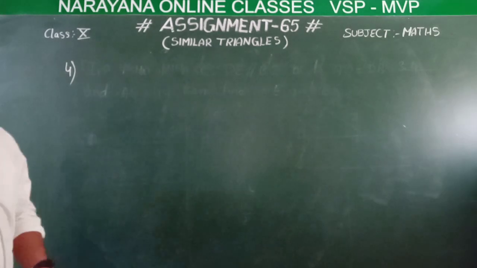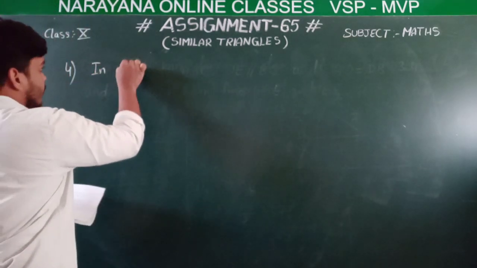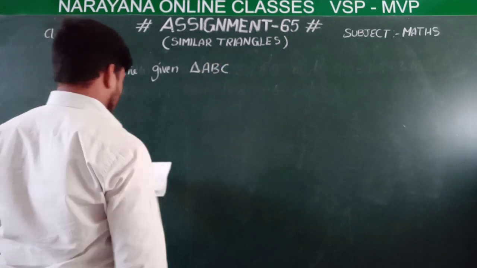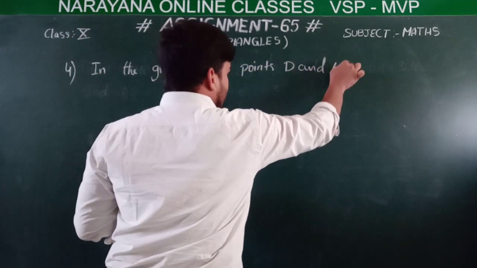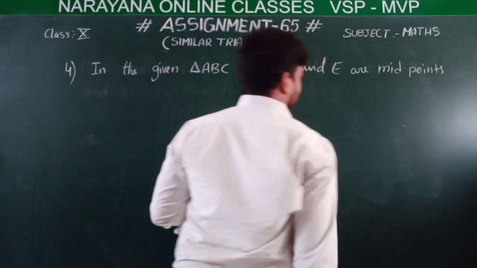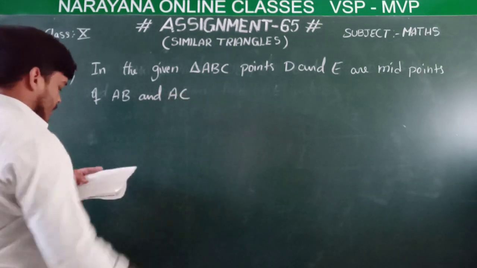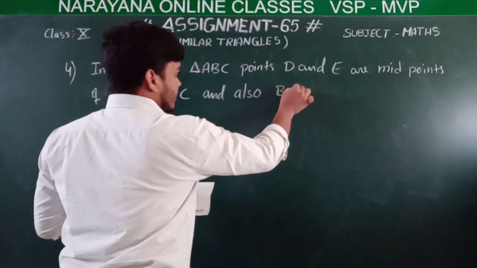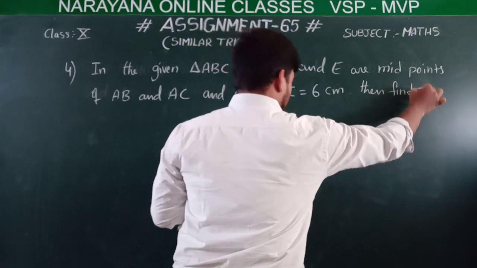Coming to the fourth one. In the given triangle ABC, points D and E are midpoints of AB and AC respectively, and also BC is equals to 6 centimeters. Then find DE.